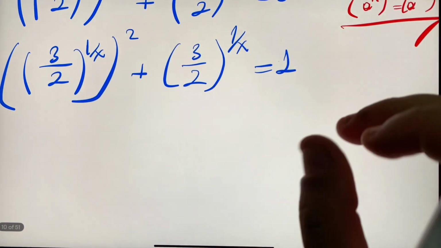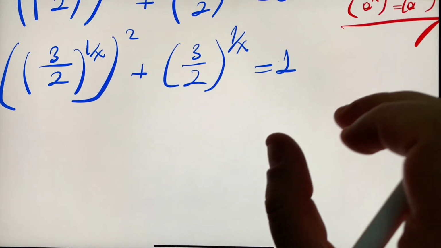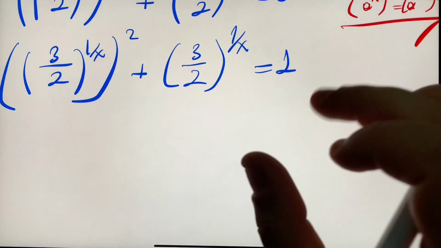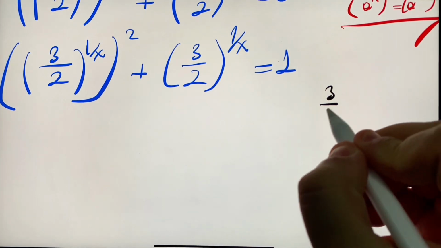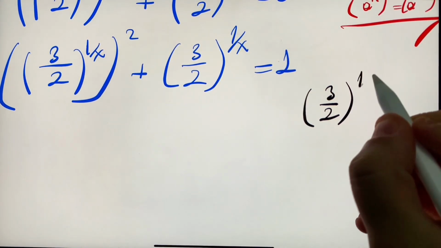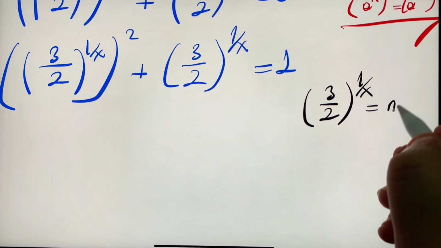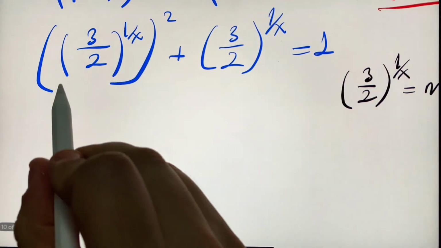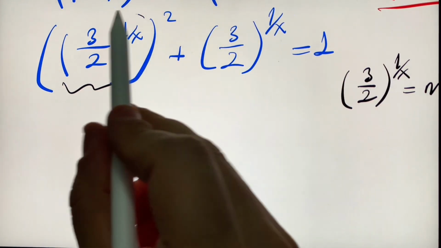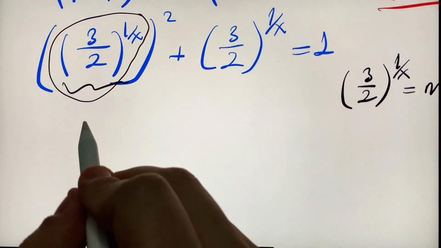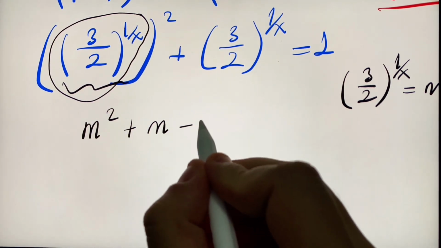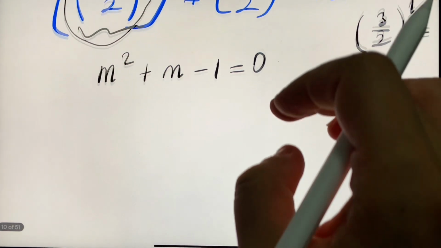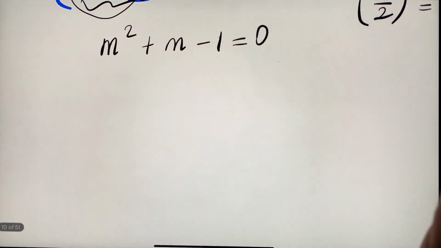Now I do this so that I can write an algebraic expression. I need to name some expressions, so I need to change the variable. Let's say 3 over 2 to the 1 over x expresses something like m. Then what will this turn into? Look, be careful. If I say m for the expression here, m squared plus m, if we throw it this way, minus 1 is equal to 0. We have achieved it. What did we come across? A second degree equation.